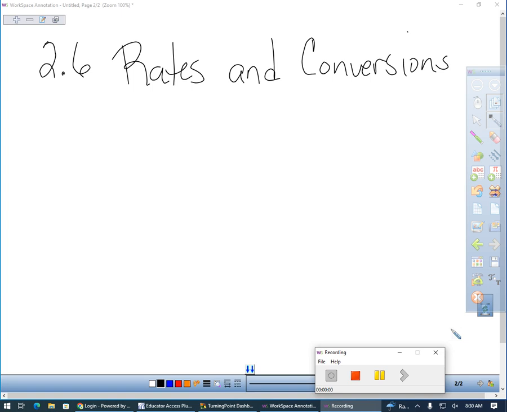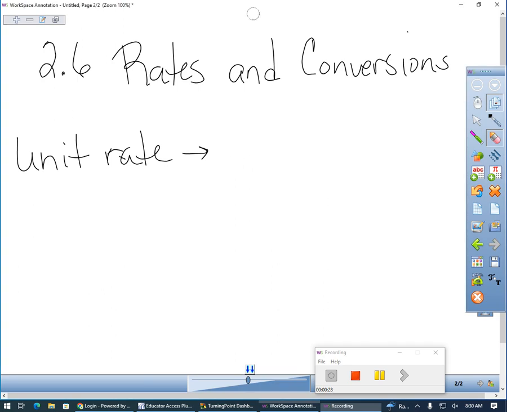and conversions. Now, before we actually get into how to do rates and conversions, there's a few words or things we need to talk about. The first one we need to talk about is called a unit rate. That was part of your vocab this chapter, right? A unit rate is a rate with a 1 in the denominator.